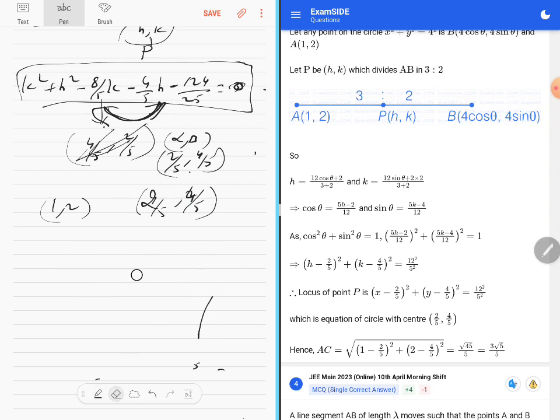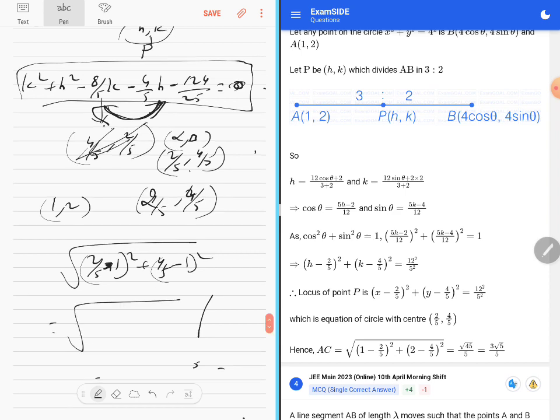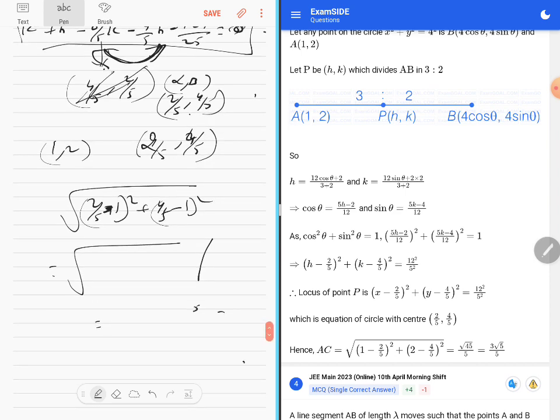So when you do the distance of this, it is root of (2 by 5 minus 1) the whole square plus (4 by 5 minus 1) the whole square. Now I think it will be sorted. It will be 3, so 9 by 25 plus 1 by 25.